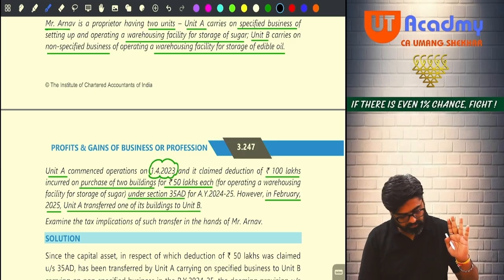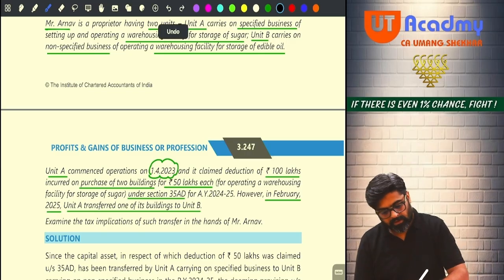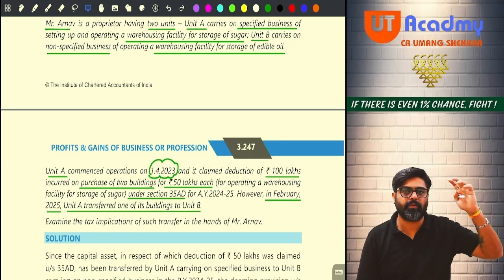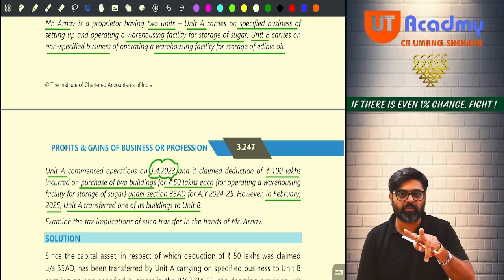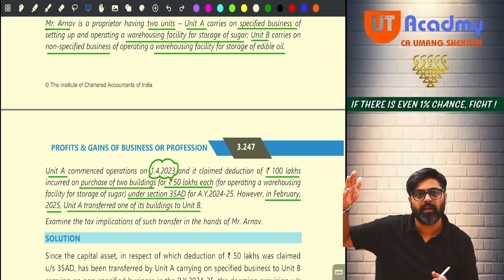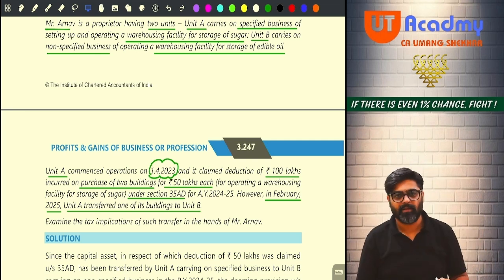February 25, yes. In this year, 24-25, in the month of February, he broke the promise. Only one building, which was acquired last year for 50 lakhs, whose cost was allowed last year fully. Now that building he has brought for unit B, which is not a specified business.